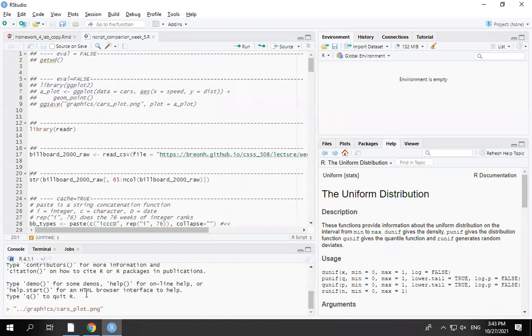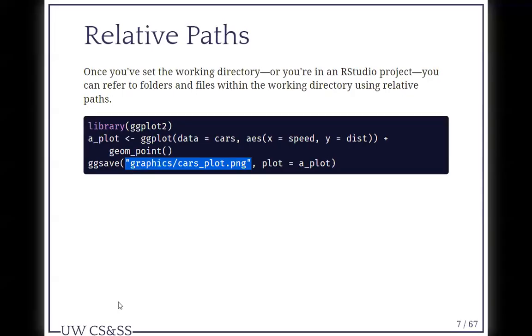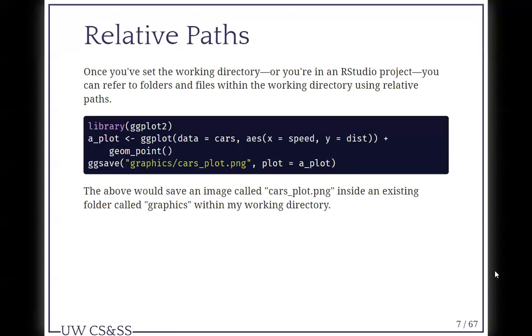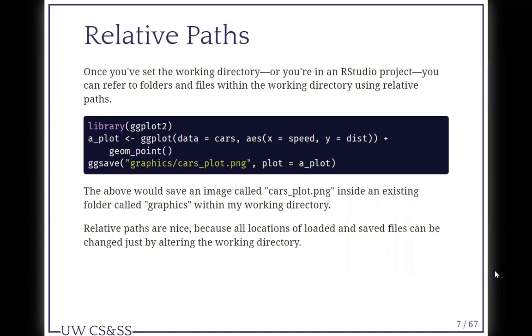And that's how you get to things that are in the folder that you're nested in. This is a lot like command line, if you're used to doing things in Git with the command line. So the above would save an image called carsplot.png inside an existing folder called graphics within my working directory. Relative paths are nice because all locations of loaded and saved files can be changed just by altering the working directory.